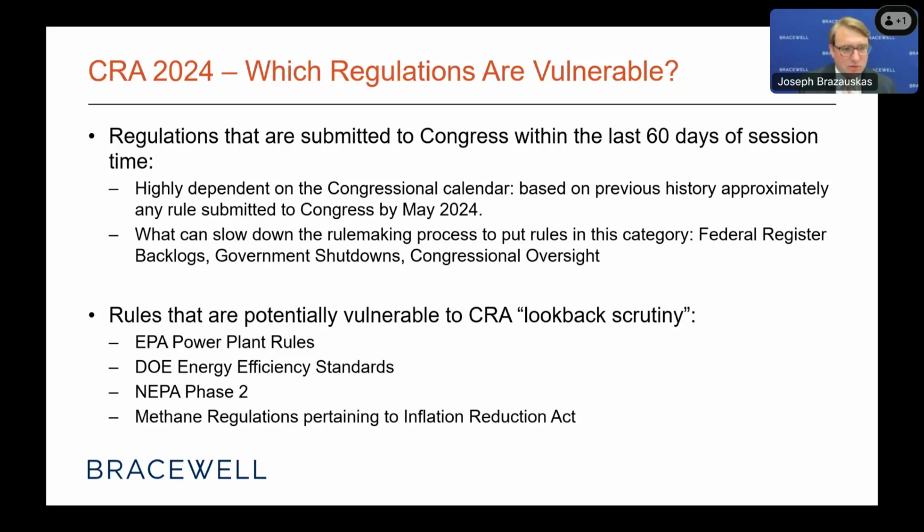be finalized in 2024. So what are the rules that are potentially vulnerable to the CRA look-back scrutiny? I think certainly the EPA power plant rules. The comment period closed in August. And the EPA says they're going to finalize the rule by April. That's really close to the potential deadline.